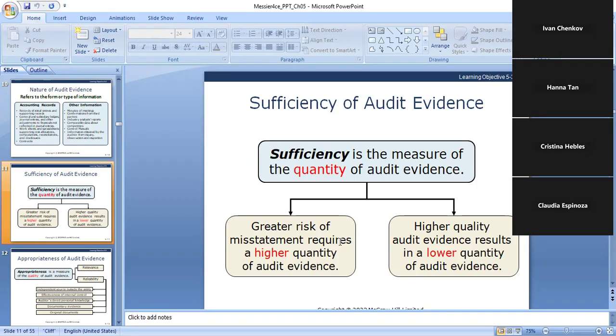So, how are we going to determine this? Our detection risk. If the inherent risk is low, and the control risk is low, then our detection risk can be high. In that case, we need less audit evidence, a lower quantity of audit evidence. We're not going to chase every single transaction or every second transaction. We're going to limit ourselves to every 15 transactions or something like that.